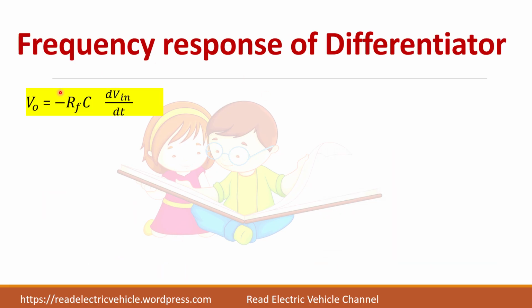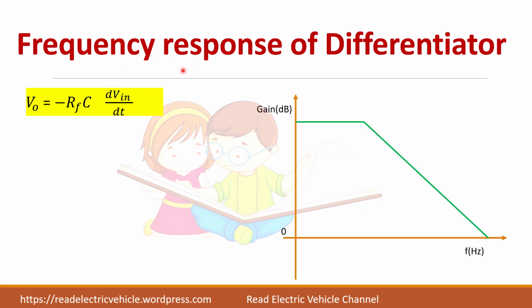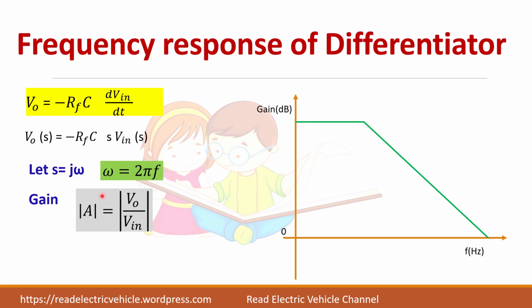Now we will see the frequency response of this differentiator, so that we know to what limit this differentiator can work. V0 is equal to minus RF into C into dVin by dt is the output voltage expression we got. Now to draw the frequency response, we should know the gain with respect to frequency. To calculate the gain, first let us write this in S domain. S is j omega. What is omega? 2 pi f. So let us substitute all these things and find the gain.